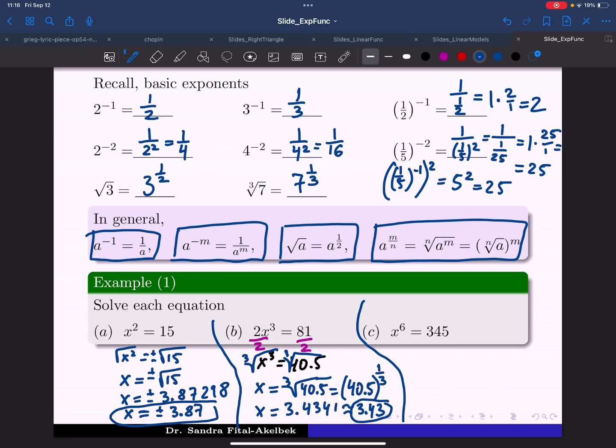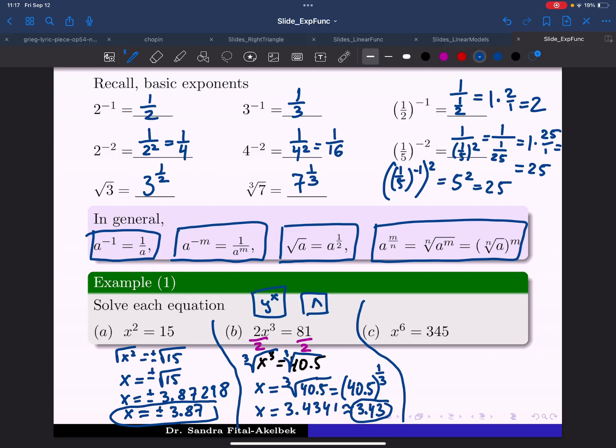How do we use the calculator? We can use the exponent button. It depends on the calculator. Some calculators have a y to the x button. If you use this button, you need to put in parentheses 1/3, in parentheses 1 divided by 3. Some calculators have a button that uses the power like this. So you could type 40.5 to the power and then in parentheses 1/3, and then you should get the answer that I have here.